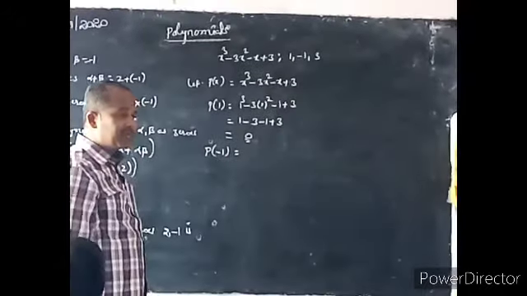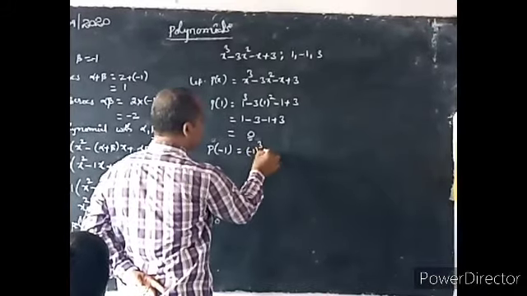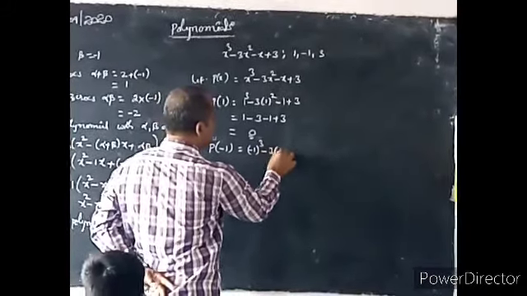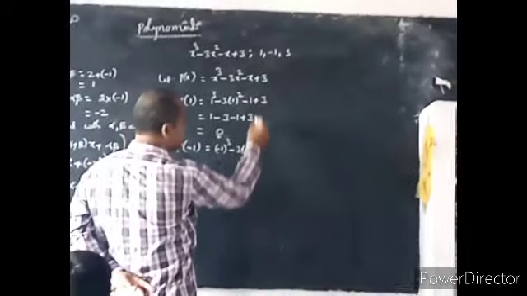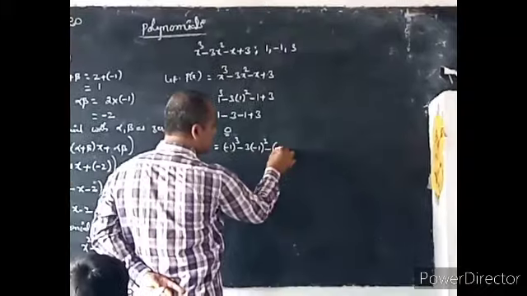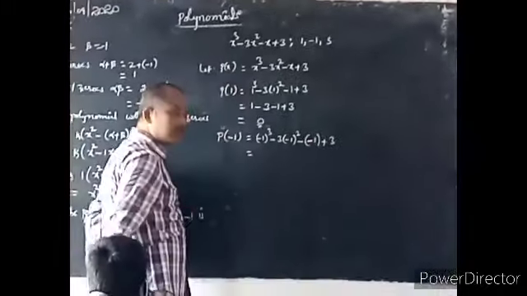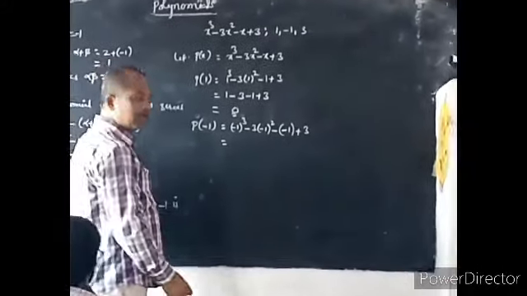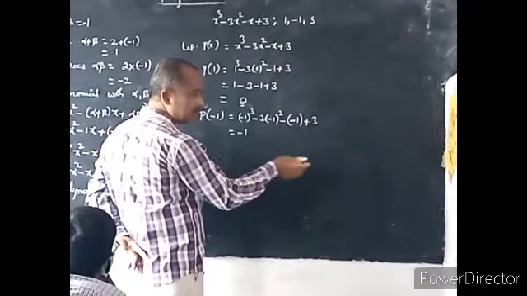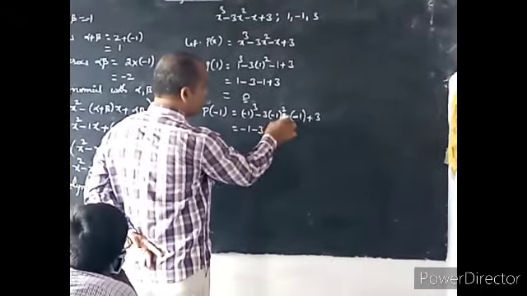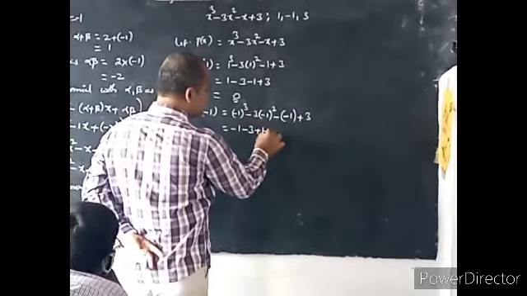Next one is p of minus 1. Now we have to check minus 1 whole cube minus 3 into minus 1 whole square minus, in place of x again, minus 1 plus 3. Minus 1 whole cube is minus 1 only. 3 into minus 1 whole square is 1, minus 3. Minus into minus is plus 1. Again plus 3.